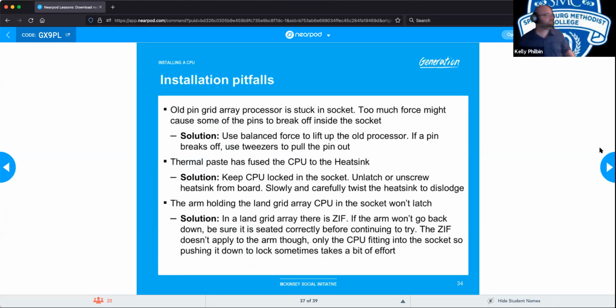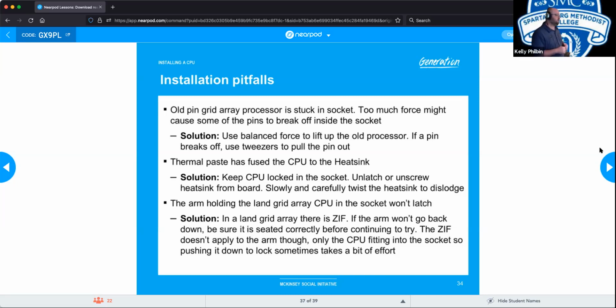All right. Some pitfalls you may run into in the install of a new chip. Like we were stating, on the pin grid array, you might get an old pin stuck in the socket and break off. Now, you should try to prevent that from happening by using balanced force to lift it up. If a pin does break off, you should be able to use fine tip tweezers to go in and pull the old pins out to clear the path so that a new chip can be installed.